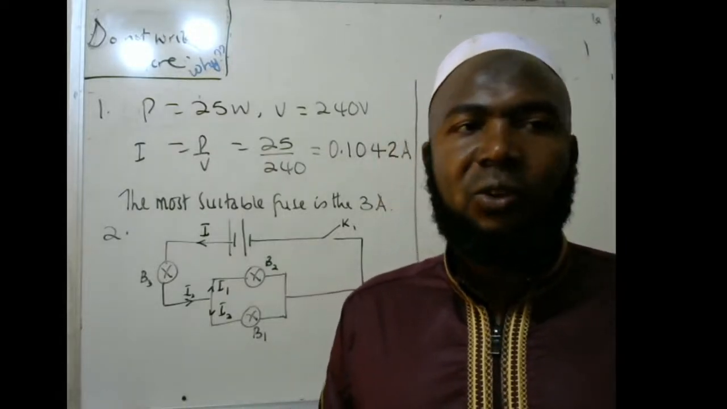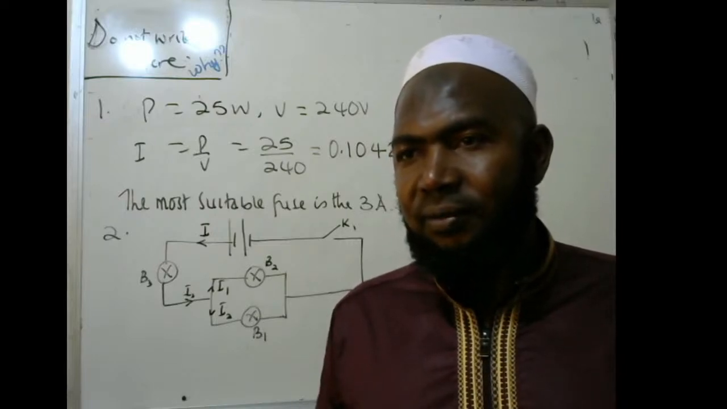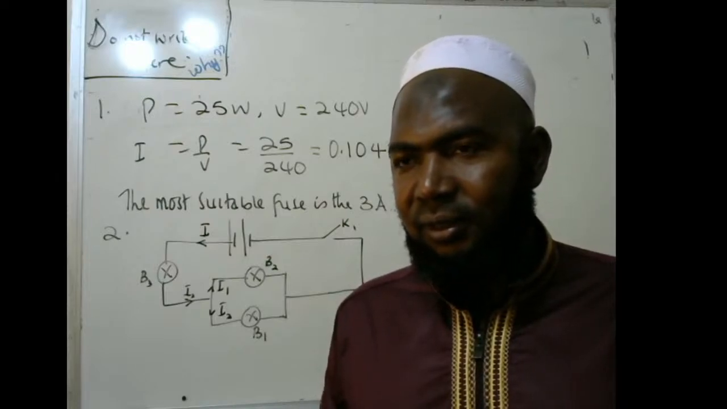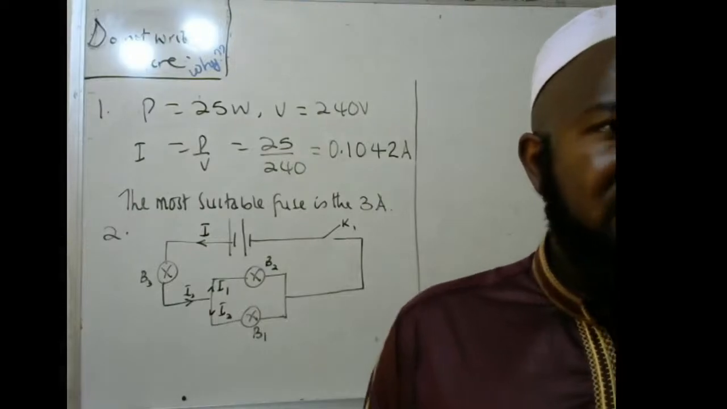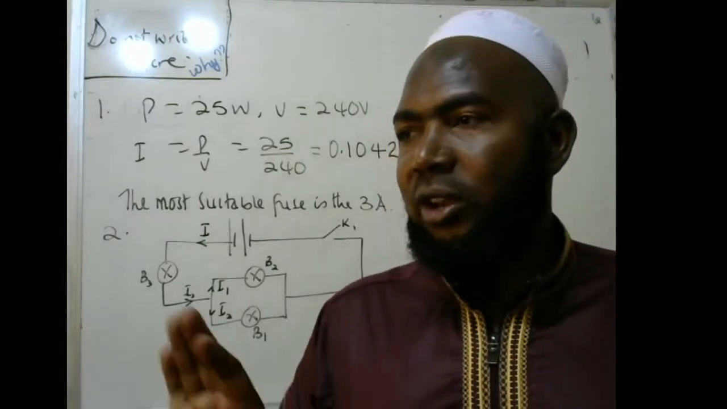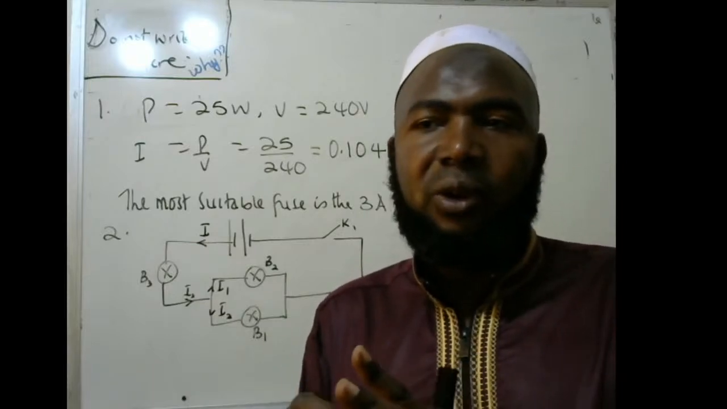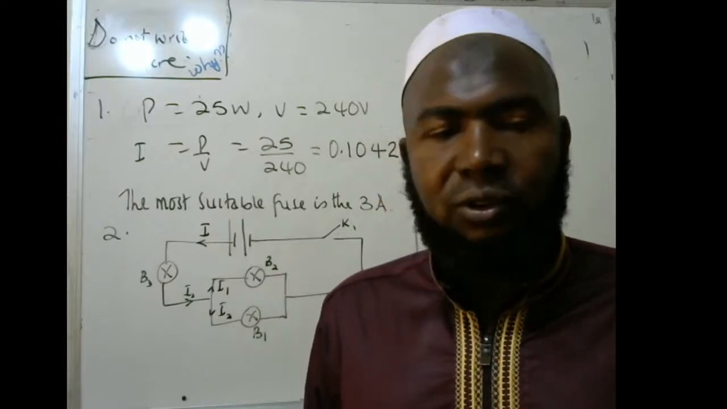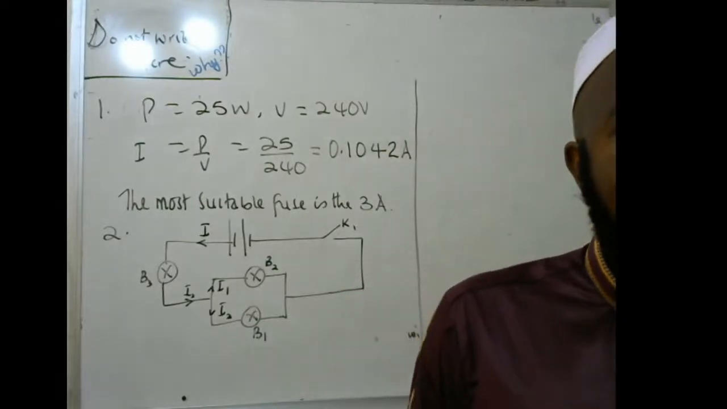Then the earth connection. What is the role of the earth connection? It prevents electric shock by conducting away leaking charge. The current is connected to the earth, so any leaking charge from the live wire to the neutral wire is conducted away, because electric shock can be prevented.